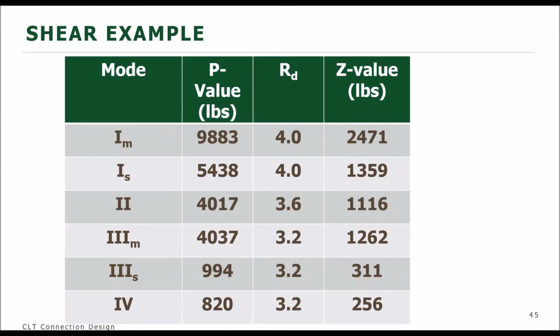So you'll see we have our p-value in the first column that is based solely on the equations from Technical Report 12. We divide those by the R sub D value from NDS 12.3.1, and we get the NDS equivalent Z value. We take the minimum of these, which is, in this case, a mode 4 failure, and that gives us our connection capacity. So for this example, that would be 256 pounds in shear.